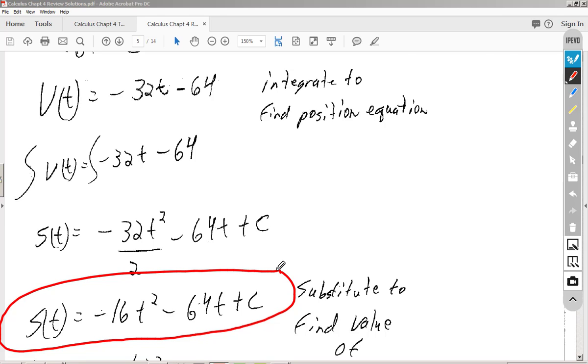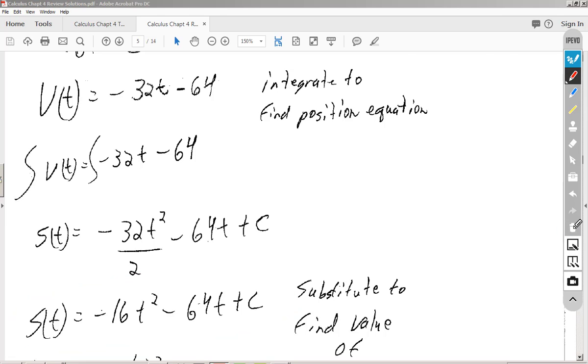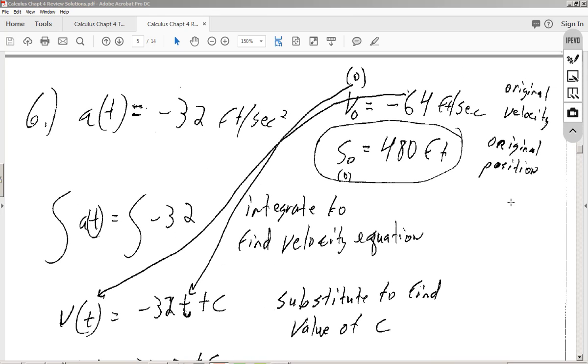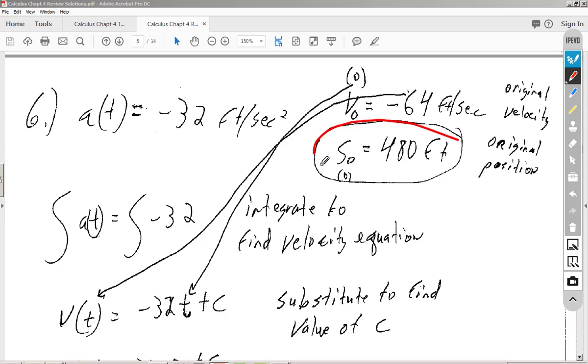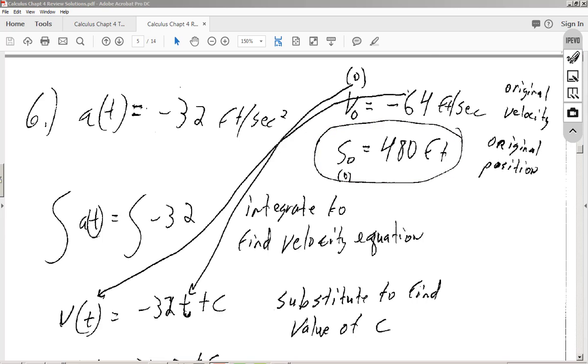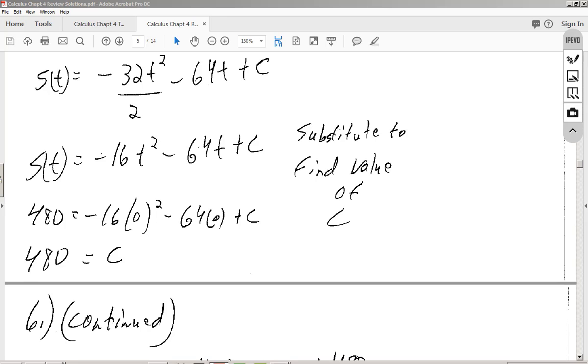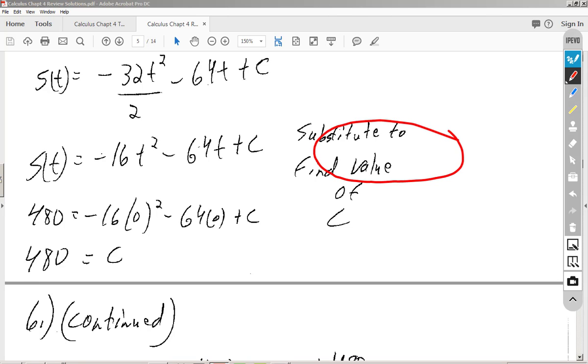So now, if you remember correctly, it told me my initial position. So up top here, we'll scroll up to it again. My original position was at 480 feet, because that's the building that I was standing on top of. So that means that s of 0 equals 480. You can substitute that in to find your value of c. So substituting that in, you'll notice I went ahead and put in my t is equal to 0.